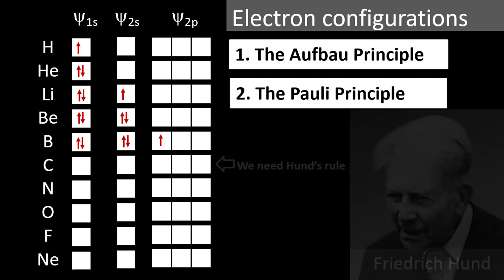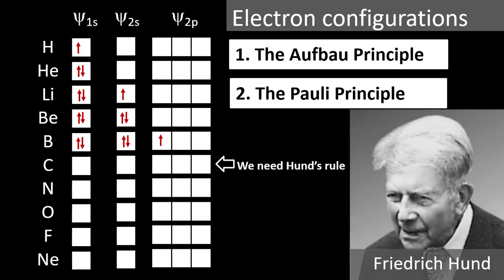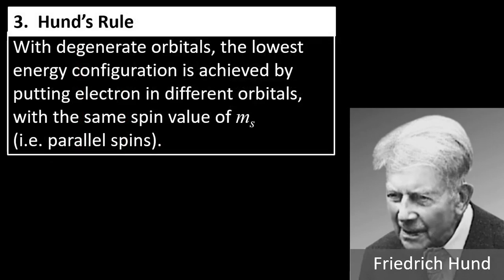We need to refer to Frederick Hund for this answer. Hund gives us a third rule, which we can apply to any situation where we have degenerate orbitals, i.e. more than one orbital with the same energy. Hund's rule says you will obtain the ground state, the lowest energy configuration, if, when given the choice, you put electrons in different orbitals with their spins all aligned in the same direction, i.e. spins parallel. That's clear, but why?